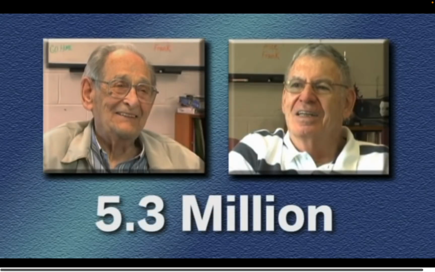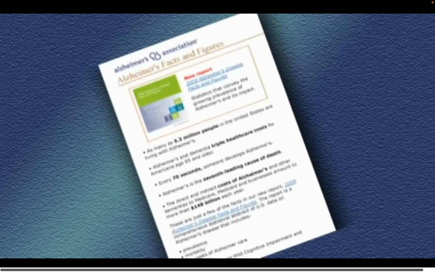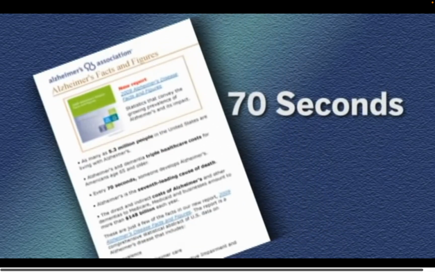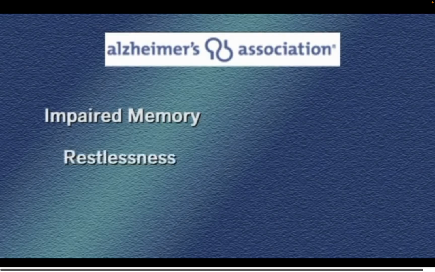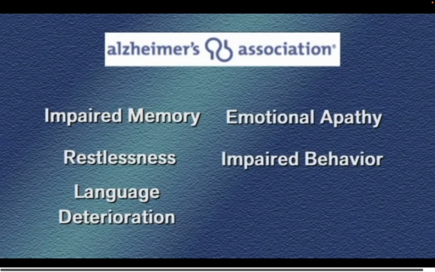William and Harvey are just two of the 5.3 million people in the United States living with Alzheimer's disease, according to the Alzheimer's Association, and a new case is diagnosed every 70 seconds. Alzheimer's disease is what we call a progressive neurodegenerative disease, and that's just a fancy way of saying that cells in the brain, or neurons, are dying because of the disease process. While no one really knows what causes Alzheimer's, some of the signs include impaired memory, restlessness, language deterioration, emotional apathy, impaired behavior, and confusion.